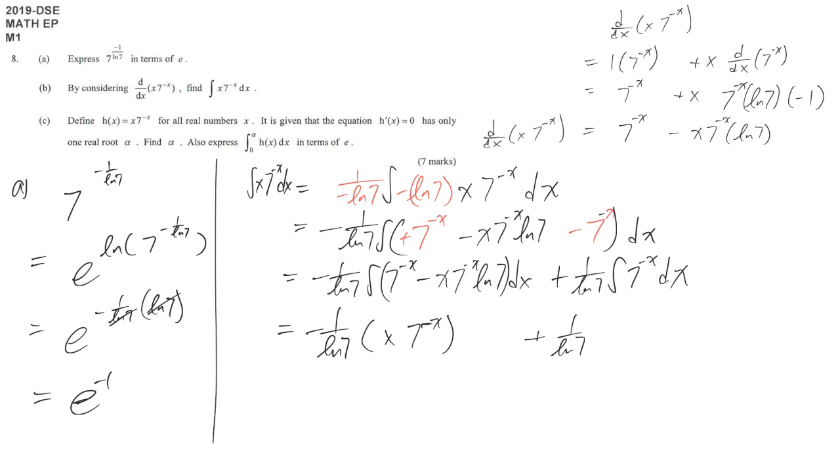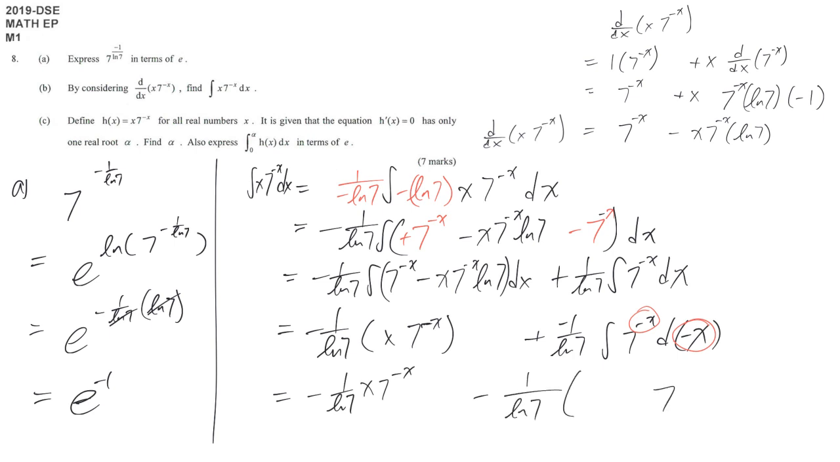So we have to multiply negative 1 and change what is inside the differentiation to become negative x. Now we ensure that the index and the variable here are exactly the same. Then we can apply the rules. It gives you negative 1 over natural log 7, and then this is 7 power of negative x, but we have to divide by natural log 7.